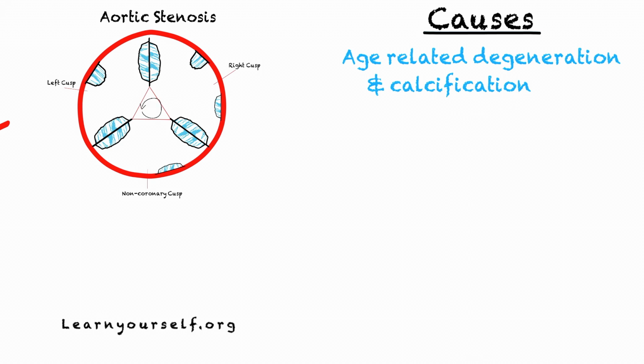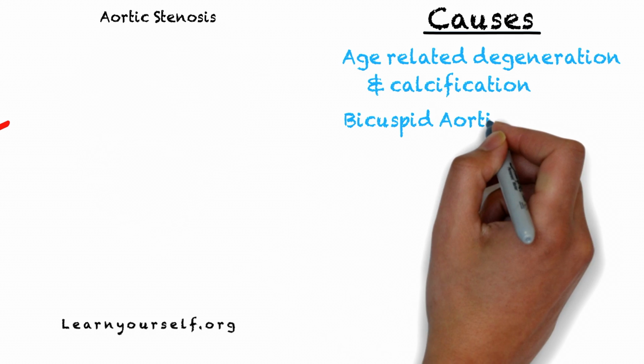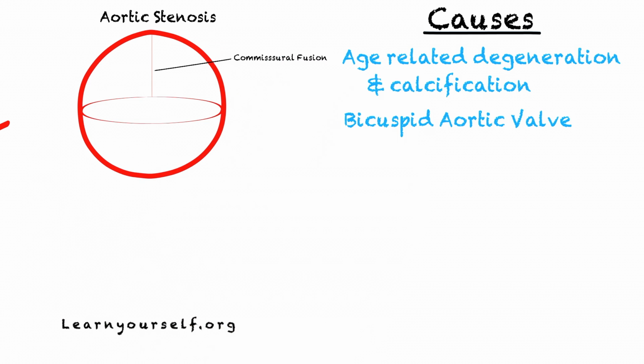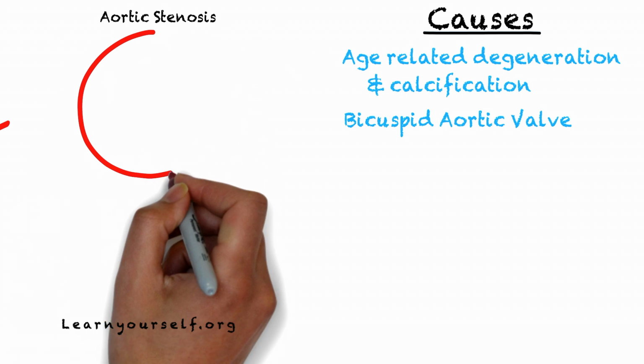Aortic stenosis can also be due to congenital valve disease, such as a bicuspid aortic valve. This means that the valve was abnormal at birth. Sometimes the aortic valve can have only 2 functional leaflets instead of 3, and this is called a bicuspid aortic valve. While this malformation occurs at the time of embryonic development, it can lead to aortic stenosis later in life.